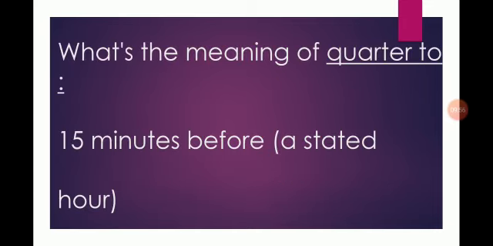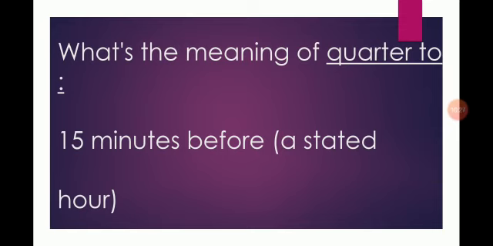The last one, what's the meaning of a quarter to? Quarter to mean إلا ربع. That's 15 minutes before the stated hour. 15 دقيقة قبل ما توصل number 12. So o'clock mean في تمام الساعة, like it's 2 o'clock في تمام الساعة الثانية. Quarter past 15 minutes after number 12. 15 دقيقة من بعد ال 12. Quarter past that's mean ربع. For example, it's quarter past 3.